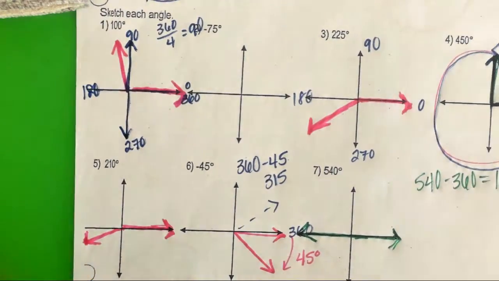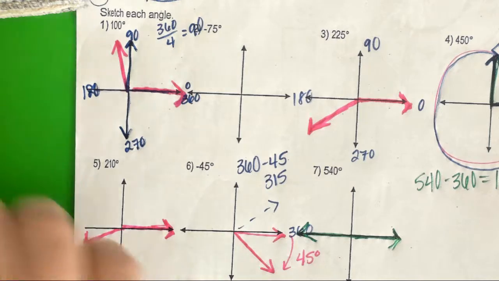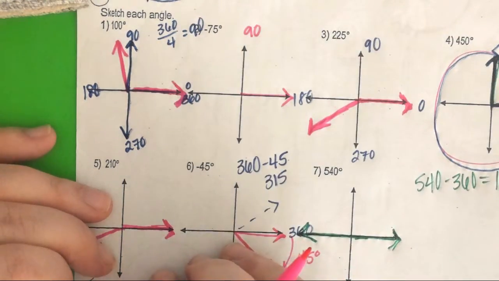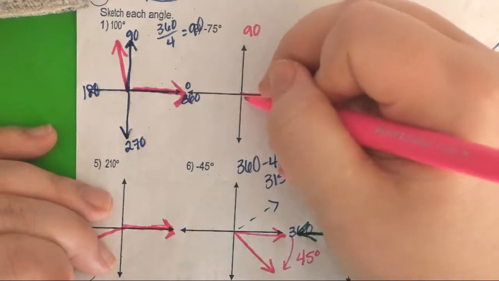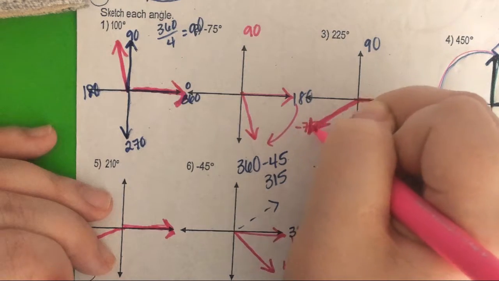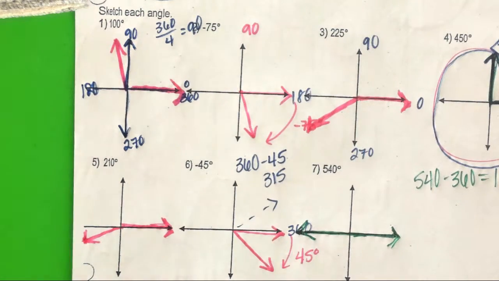Okay, so negative 75, instead of going from here up to my positive 90 degrees, I'm going to go down almost 90 degrees and end up down here. So here to here would be negative 75 degrees. I don't know if I explained that well. It seems kind of dumb. I'm with you.